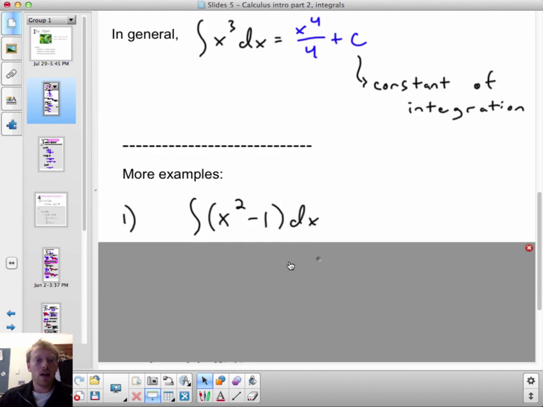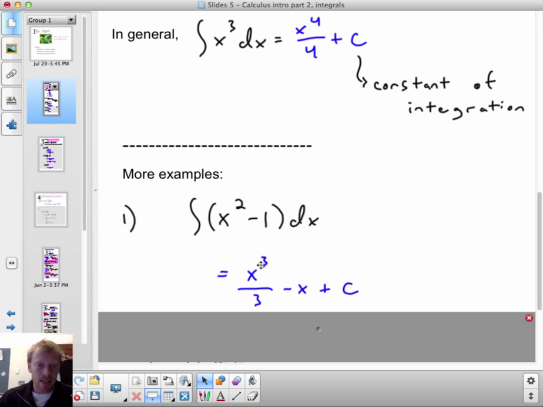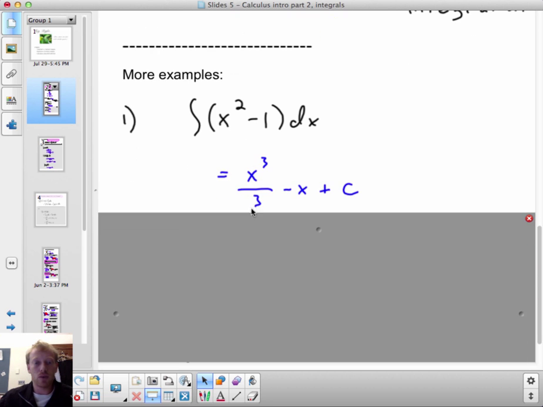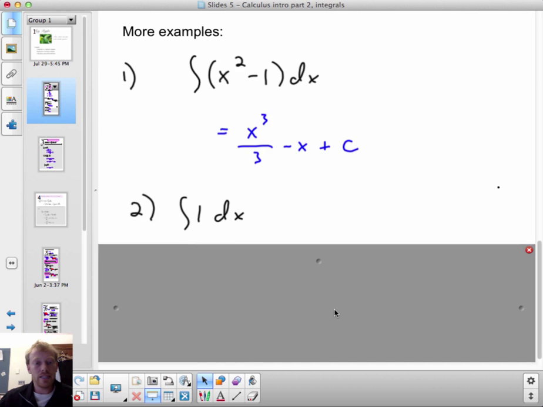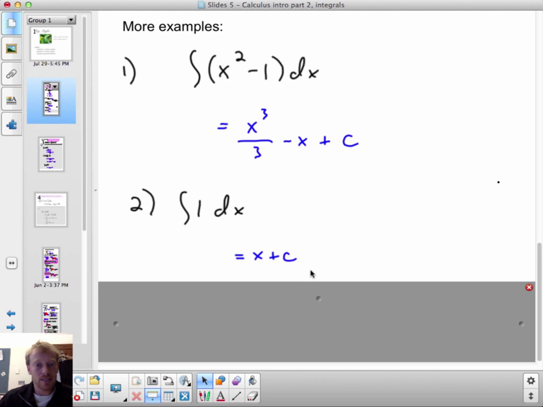Okay, let's do another example. What's the integral of x squared minus 1 dx? Well, if you think about it, x cubed over 3, when you take its derivative, will give x squared, minus x, when you take its derivative, will give minus 1, and then plus any constant. This is a way of writing an infinite number of functions that all have a derivative of x squared minus 1. The integral of 1 dx, what function will have a derivative of 1? x plus c.